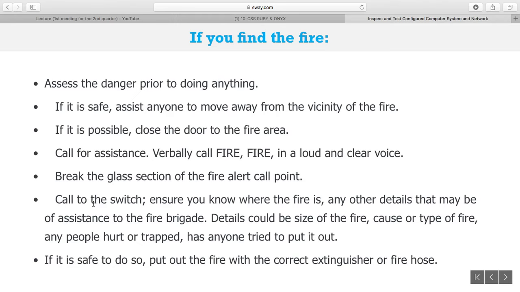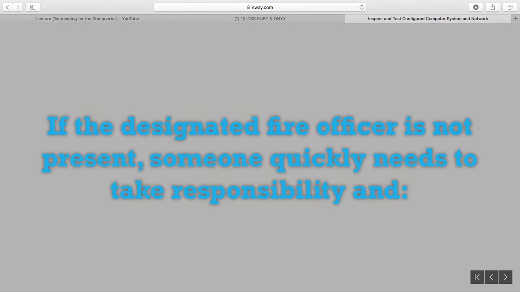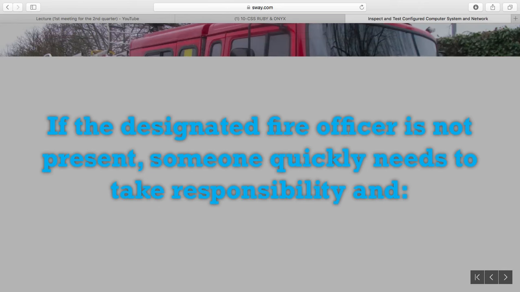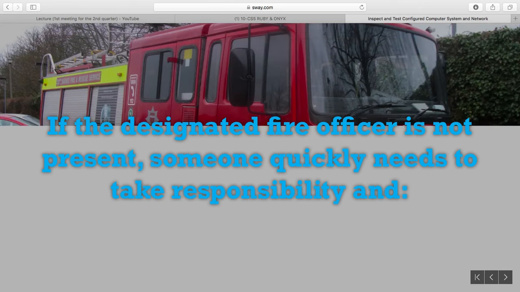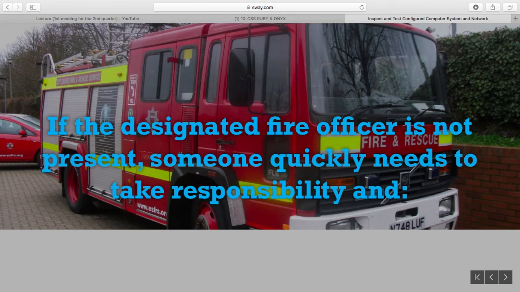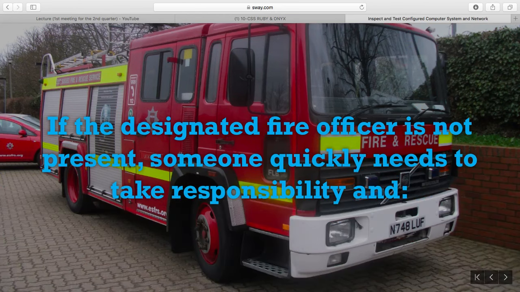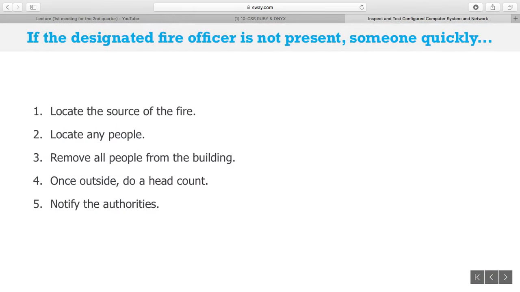Now, if you can and if the fire extinguisher is available, then do so. Kill the fire using the fire extinguisher. Now, if it happens that a fire officer is not present, well, you must quickly take the responsibility. So this means that you locate the source of the fire, locate any people if there are people trapped in there, remove all the people from the building, evacuate the place.